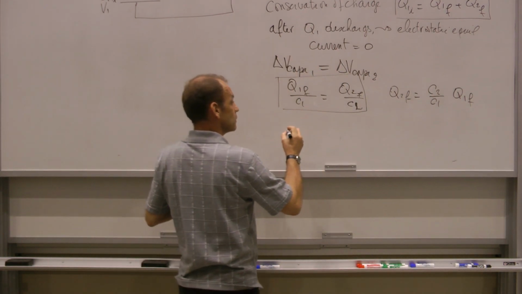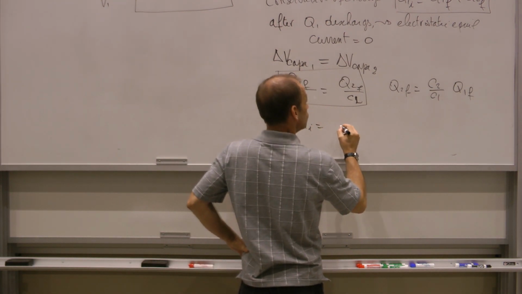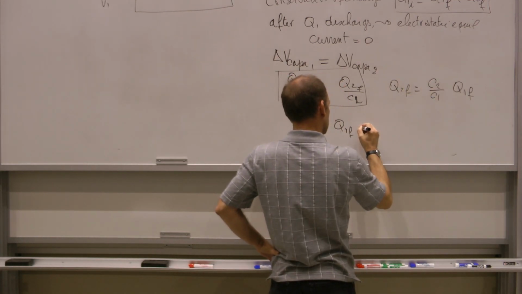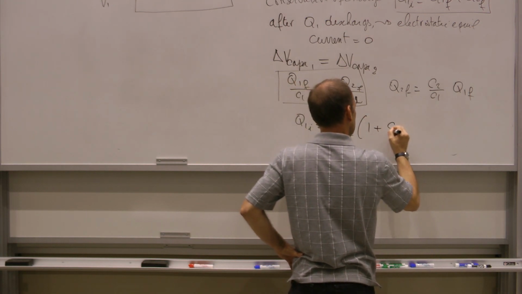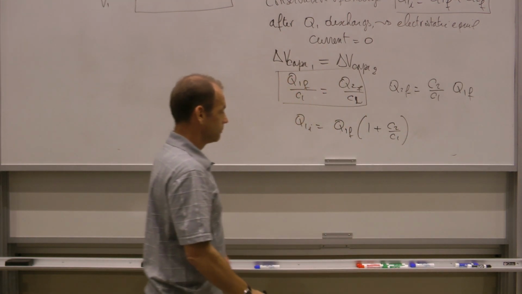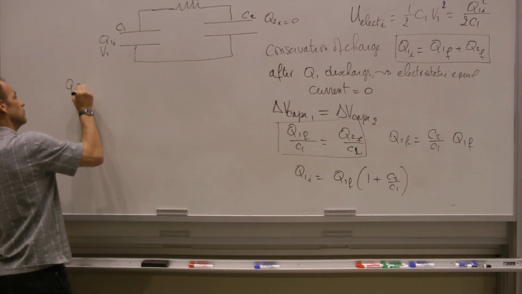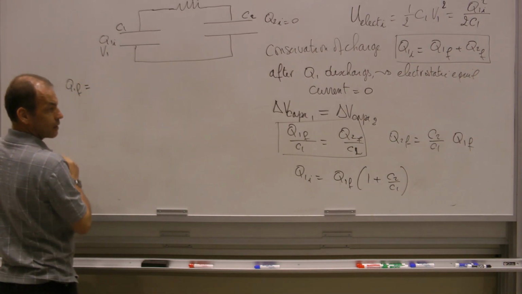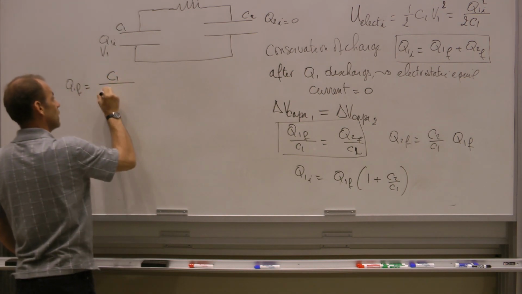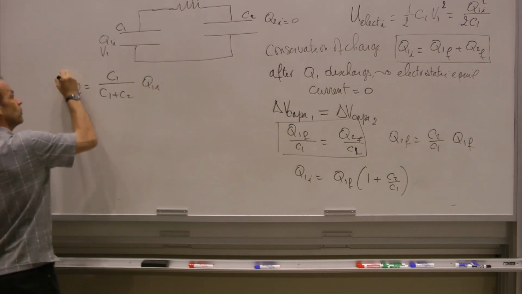Substituting into the conservation of charge, we get Q1 initial equals Q1 final plus Q2 final, so therefore plus this one, Q1 final times 1 plus C2 over C1. Therefore, I extract Q1 final equals, reducing this to the same denominator, C1 divided by C1 plus C2, Q1 initial. Here's the first one.